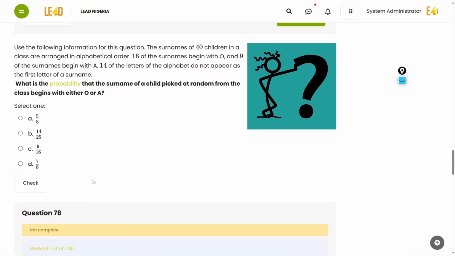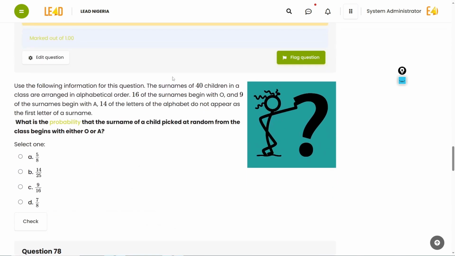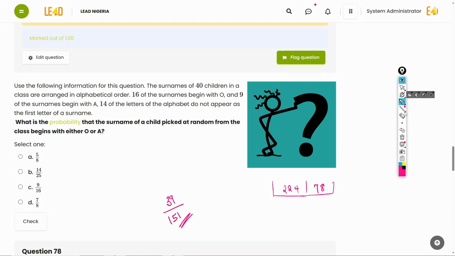All right, 77. Use the following information. The surnames of 40 children in the class are arranged in alphabetical order. 16 begin with O and 9 begin with A. 14 of the letters of the alphabet do not appear as a first letter of a surname. What's the probability that the surname of a child picked at random from the class begins with either O or A? All right, so that will just be the probability of O plus the probability of what? A.